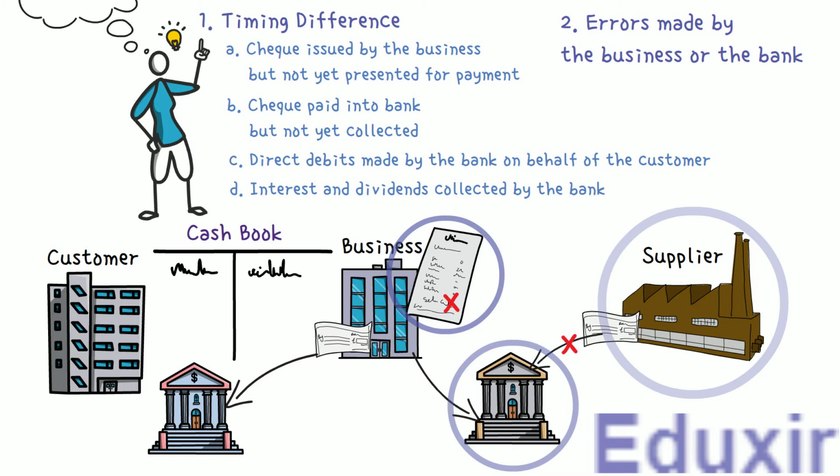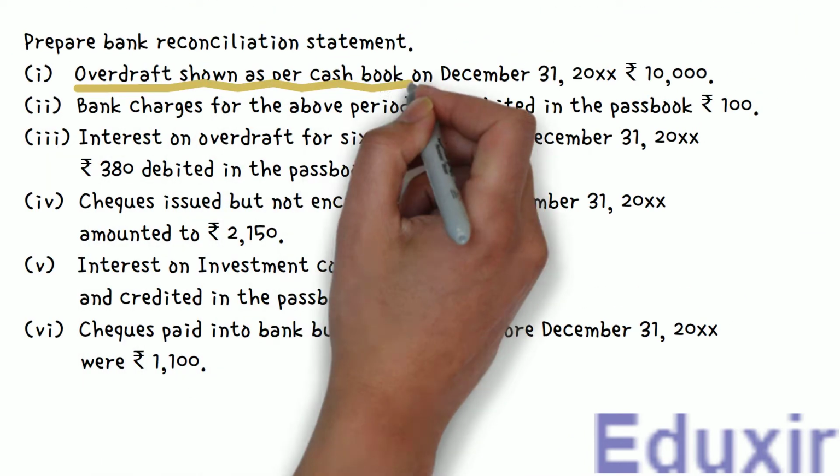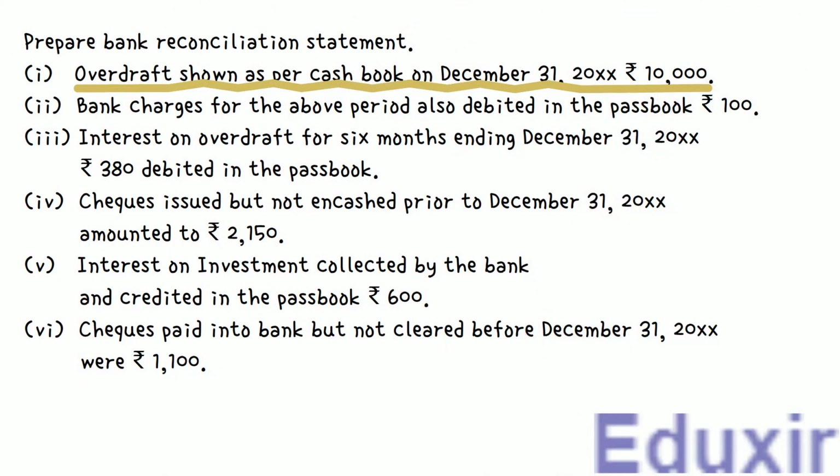So, we will not discuss these errors here, to limit the scope of this recap only to this problem. Now, with this information at our disposal, let us proceed with the analysis of each of these details in the problem. Here it is given that the overdraft balance as per the cash book is 10,000 rupees.